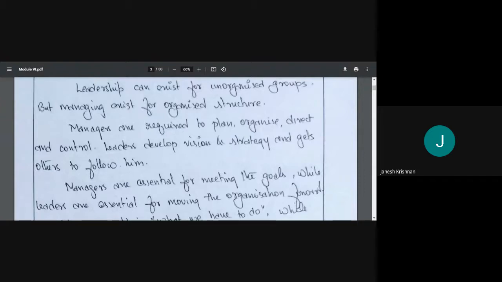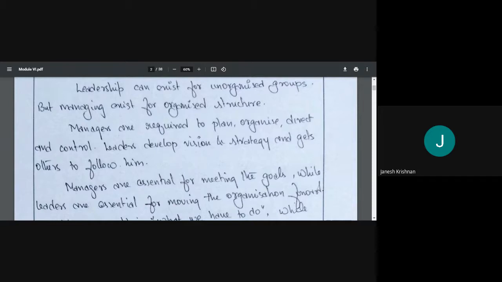So leadership can exist in unorganized groups also. Okay, so your friend group. There will usually be a leader in a group. Okay? Somebody from whom the final decision will come. So for an unorganized group also, leadership can be done, but managing will be there for only organized structures.